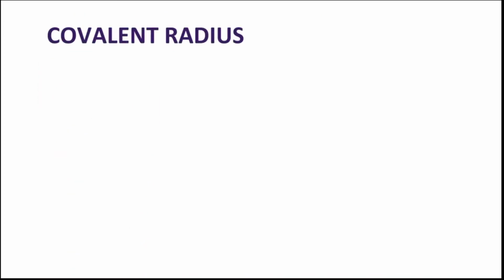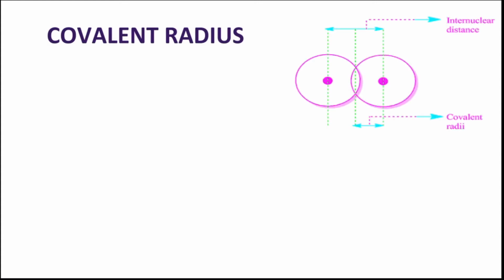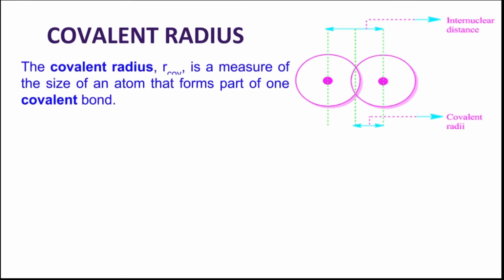Next, let us study covalent radius. What is covalent radius? Covalent radius is a measure of the size of an atom that forms part of one covalent bond.